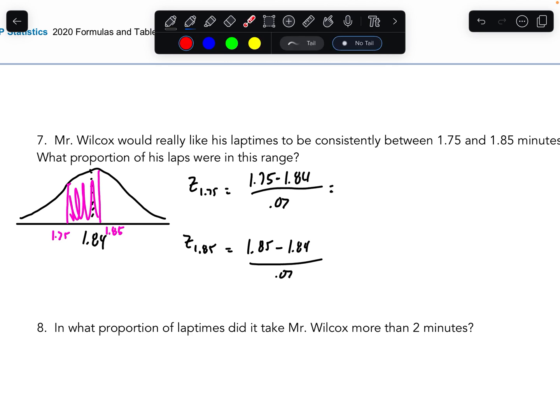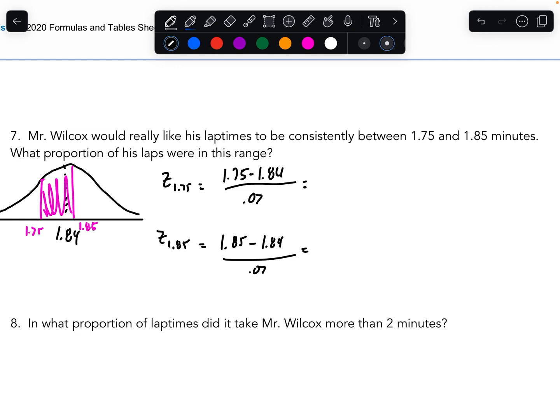I'd appreciate it if you guys, when you're doing problems with multiple parts like this, would label those to help me follow along with you. Let's do the math here. With rounding, I'm getting negative 1.29. With rounding here, I'm getting 0.14. I would expect the percentile here to be very close to 50% because that's just a hair beyond the mean, and we know the mean should be 50%.